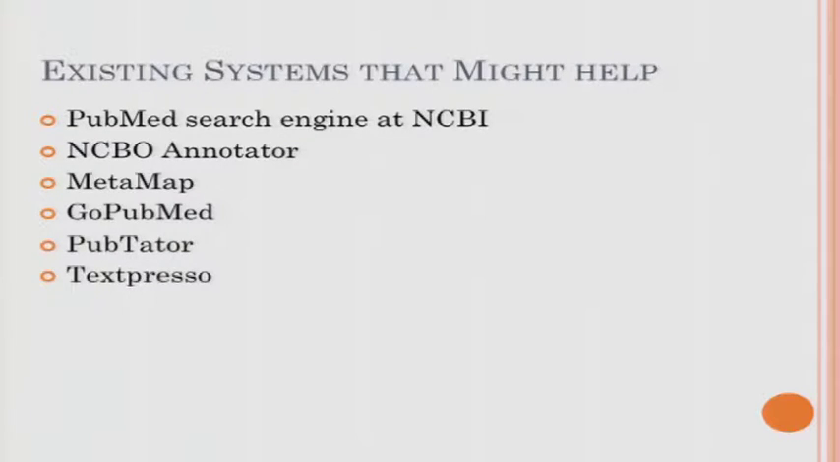So we also tried to use NCBO's annotator, but you can only use it in two ways. One is to use the web service, or you can download the virtual machine to install it, but it's not very scalable. And MetaMap is very good at annotating disease terms, but it's very slow. And we also investigated if GoPubMed, PubTator, and Textpresso can be used, but they are not very customizable.